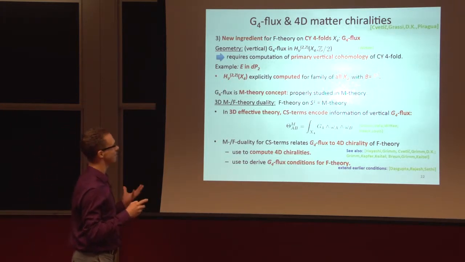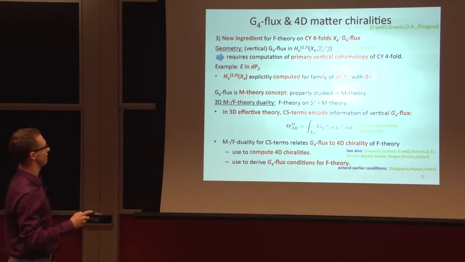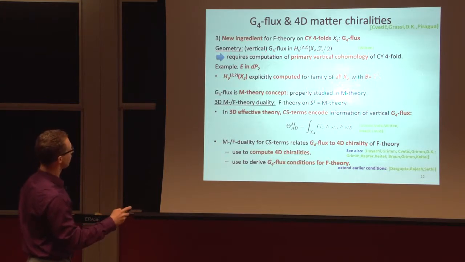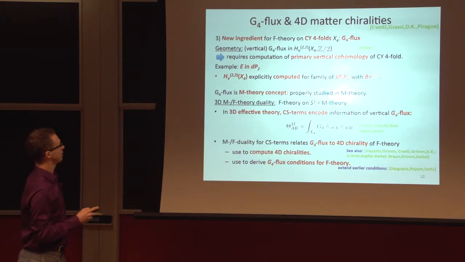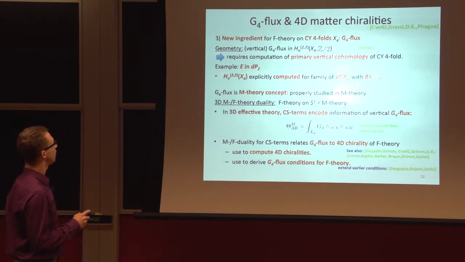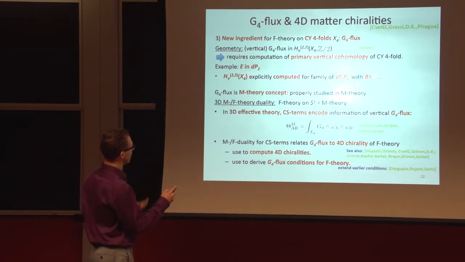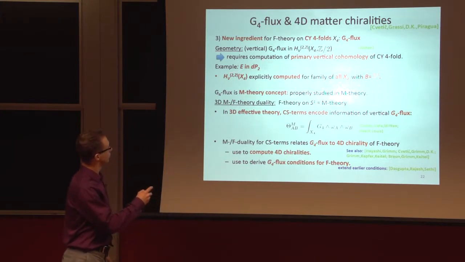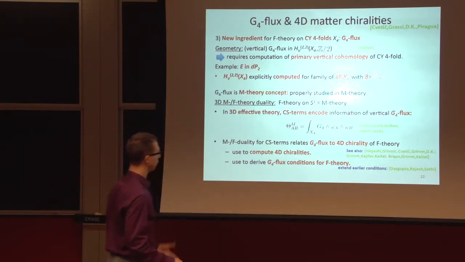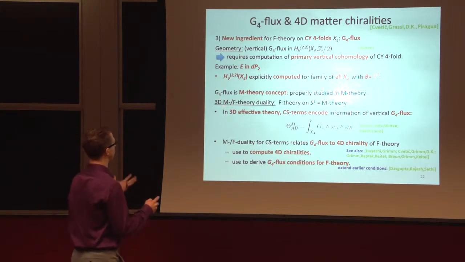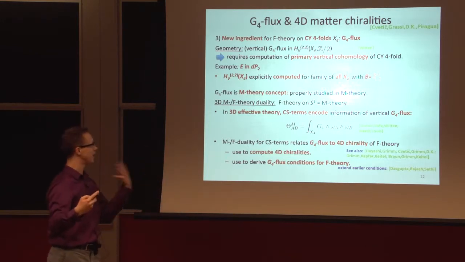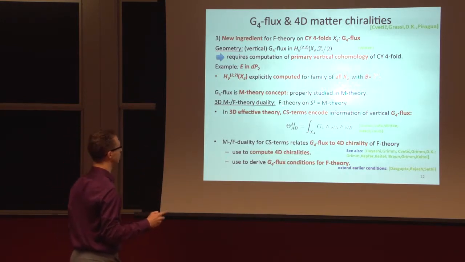So if you're on the Calabi-Yau fourfold, there's an additional degree of freedom that you have to add, which is the G-flux. G-flux geometrically lives in a certain cohomology group. Here I only focus on the vertical G-flux, and this requires a computation of the primary vertical cohomology of Calabi-Yau fourfolds. And the good news is that this can again be done for examples. For instance, for the elliptic curve in dP2, you can explicitly compute H^{2,2} vertical of this Calabi-Yau over base equal to P3. However, there's one subtlety when talking about G-flux in F-theory, and this is the fact that G-flux is actually an M-theory concept, so it should be properly addressed in M-theory.